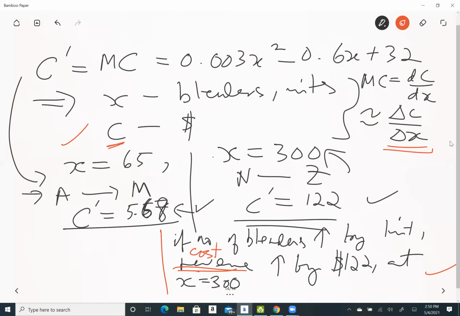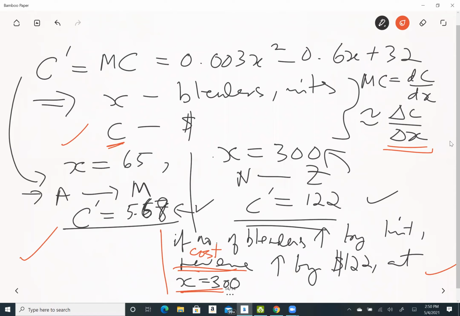When blenders increase by 1 unit, cost increases by 5.68 at x equals 65. Is that right or wrong? Correct. So basically, if the number of blenders increases by 1 unit, the cost will increase by $5.68 at x equal to 65. So that's how you interpret. You have to mention the point where you take the derivative. So that is our second example, the marginal cost.